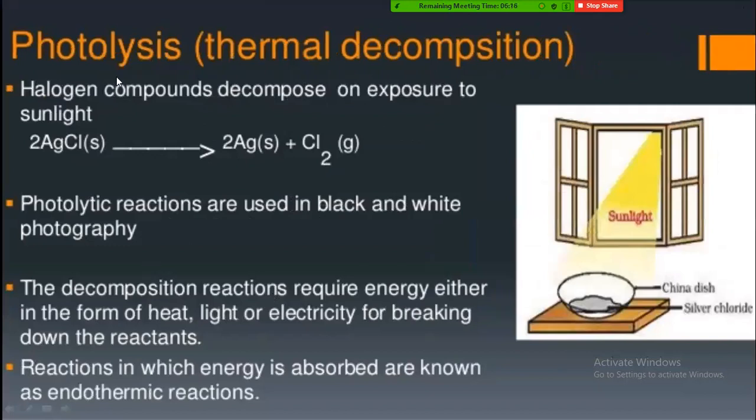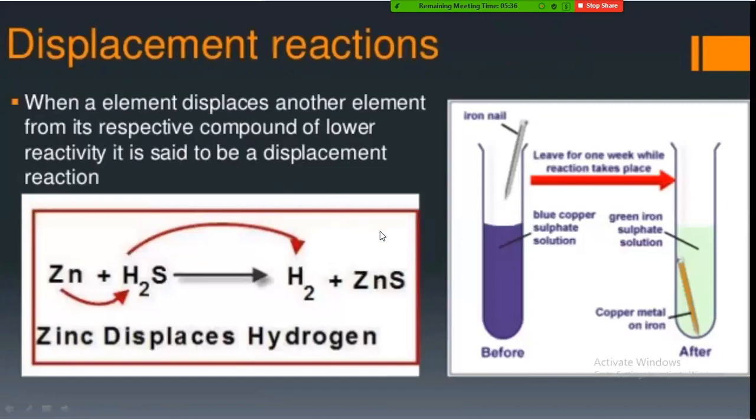Next one is photolysis, thermal decomposition again, but using sunlight, using the light. That happens with silver chloride, AgCl. When put into sunlight, it gives out silver separately and chlorine gas is emitted. Photolytic reactions are used in black and white photography. The decomposition reactions require energy either in the form of heat, light, or electricity for breaking down the reactants. Reactions in which energy is absorbed are known as endothermic reactions. This is repetition. Okay, right?